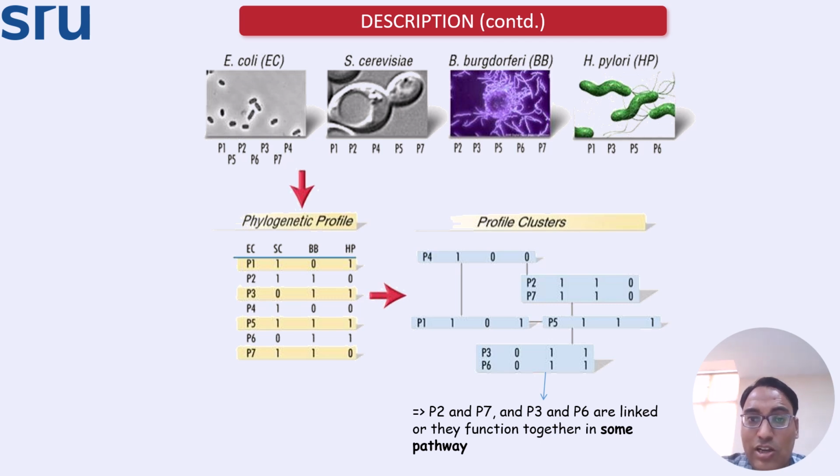See here, I am calling four different species: E. coli, Saccharomyces cerevisiae, B. burgdorferi, and Helicobacter pylori, represented as EC, SC, BB, and HP. Proteins 1 to 7 are present here. But when I consider all of them, this phylogeny shows that wherever protein 2 and 7 are there, they're always connected.